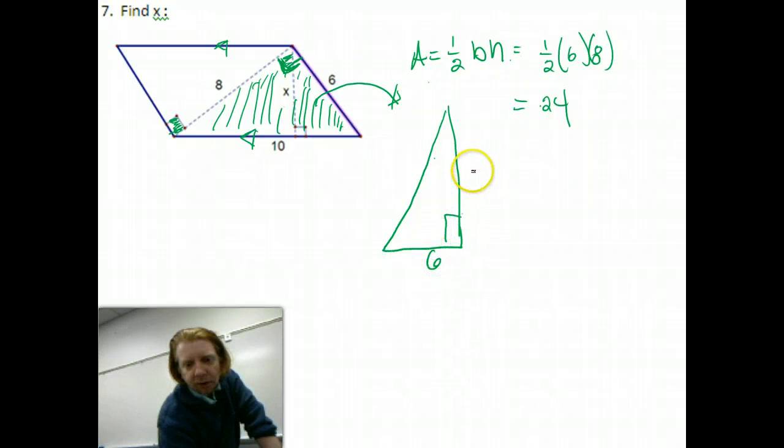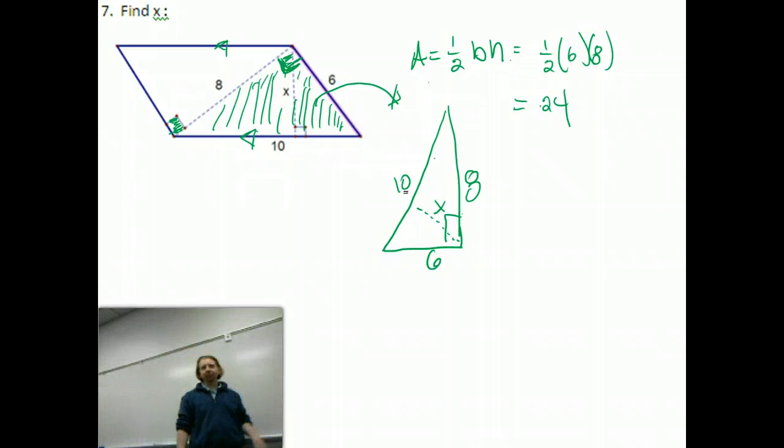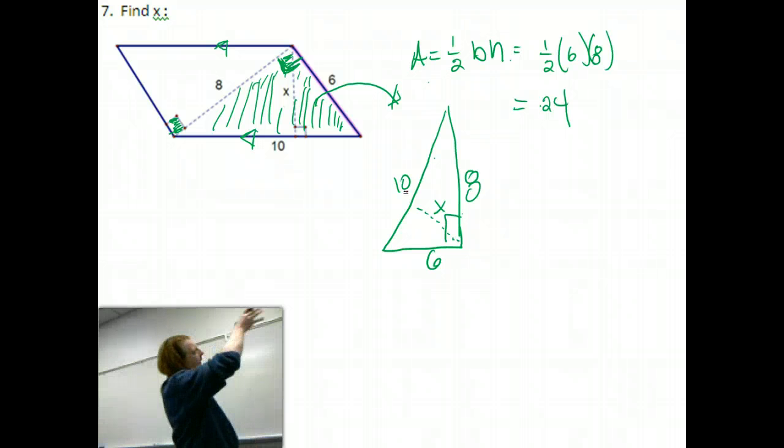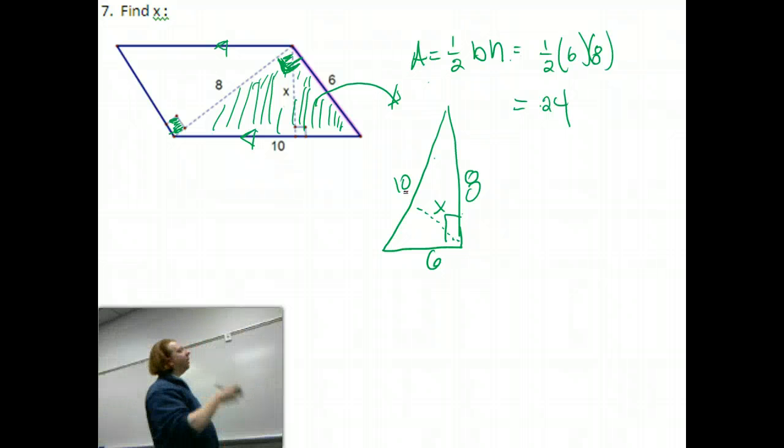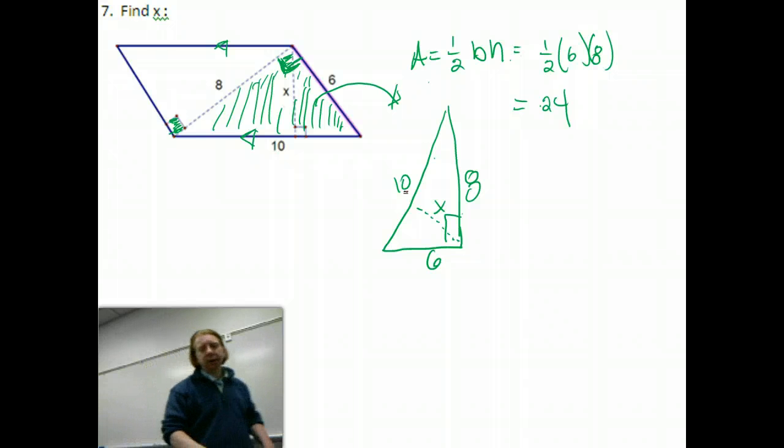Here's 6. Here's 8. Here's x. Here's 10. I'm just going to pull it right out of there and rotate it up. Boom! And now I can find the area of that triangle. Wait, you took the little triangle. Yeah. No, I took the whole green triangle.